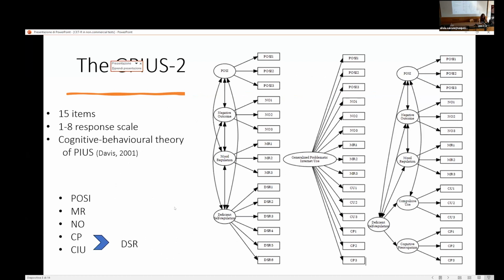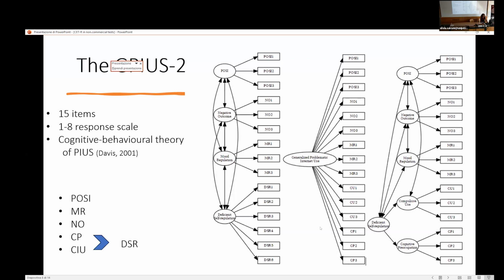What does this GPIUS measure? Well, it measures 5 dimensions that are based on the cognitive behavioral theory of problematic internet use. The first dimension is the preference for online social interactions. Then we have mood regulation, negative outcomes, cognitive preoccupation, which refers to when you are thinking, you are obsessed with going online, and if you cannot do it, then you become preoccupied. And also compulsive internet use.